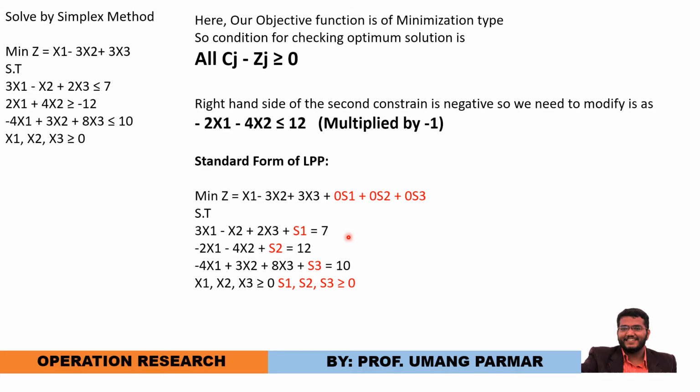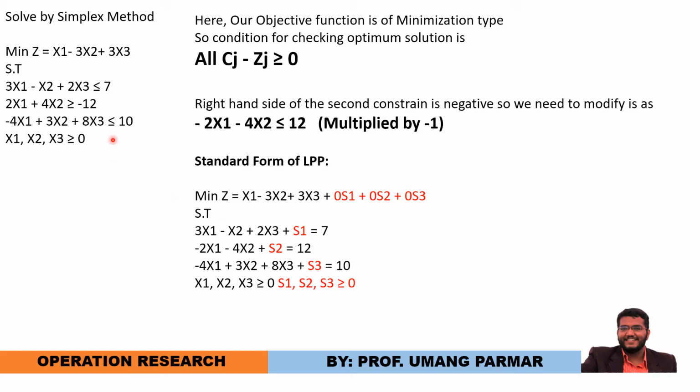Our constraints are modified as 3x1 minus x2 plus 2x3 plus s1 equal to 7. So here it was less than or equal to, now it becomes plus s1 equals 7. In the same way, our second modified constraint, minus 2x1 minus 4x2 less than or equal to 12, becomes minus 2x1 minus 4x2 plus s2 equal to 12. Same way our third constraint becomes minus 4x1 plus 3x2 plus 8x3 plus s3 equal to 10.